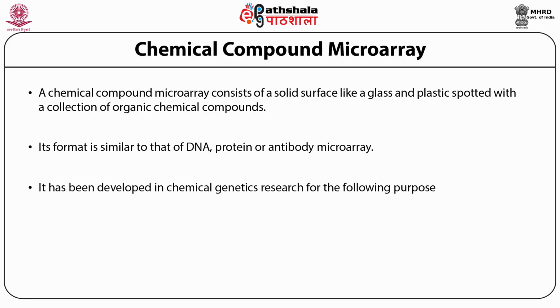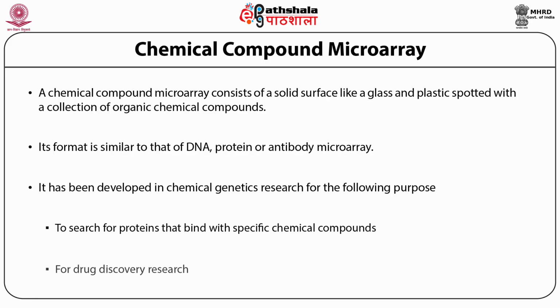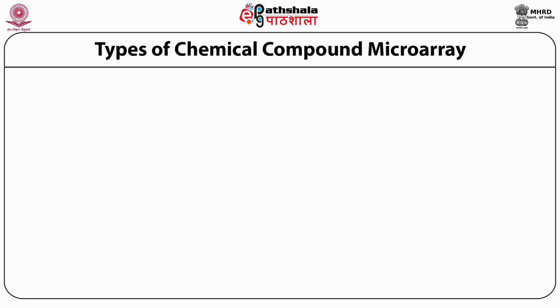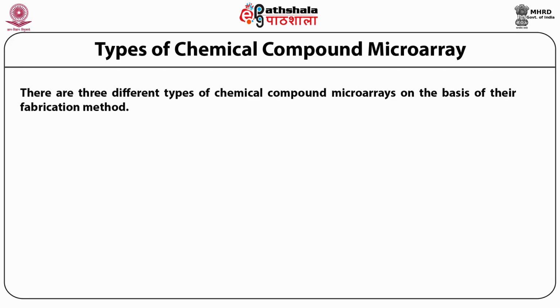It has been developed in chemical genetics research for the following purposes. First, to search for proteins that bind with specific chemical compounds. Second, for drug discovery research. Types of chemical compound microarray. There are three different types of chemical compound microarrays on the basis of their fabrication method.